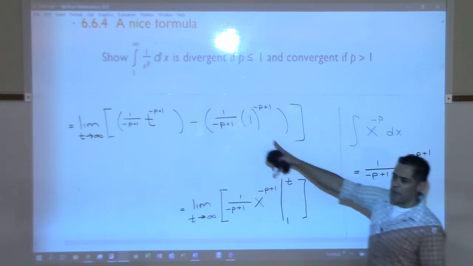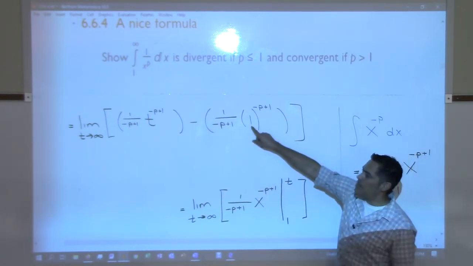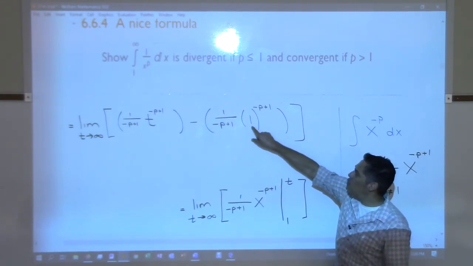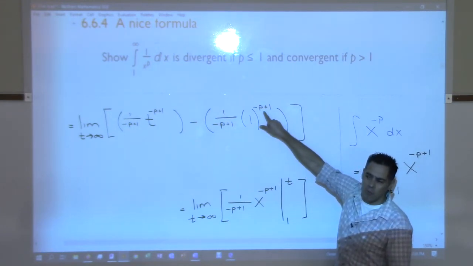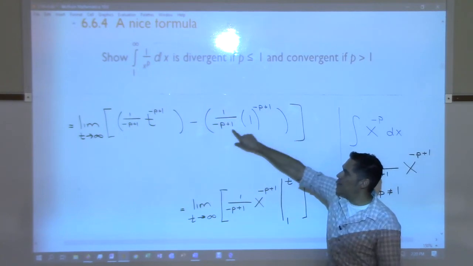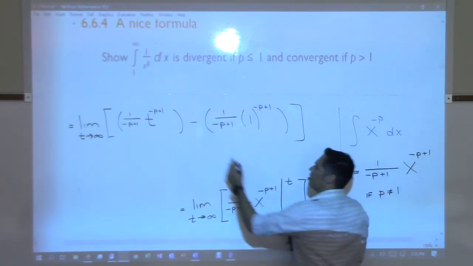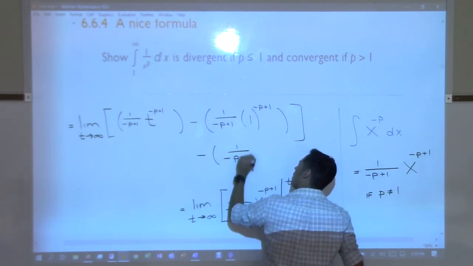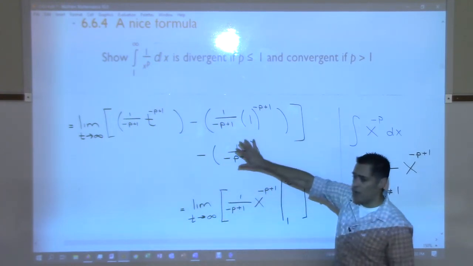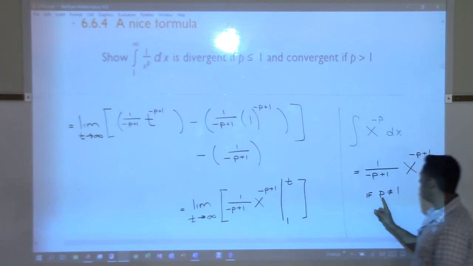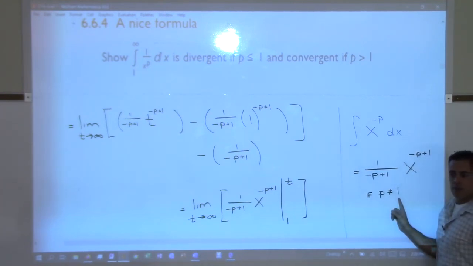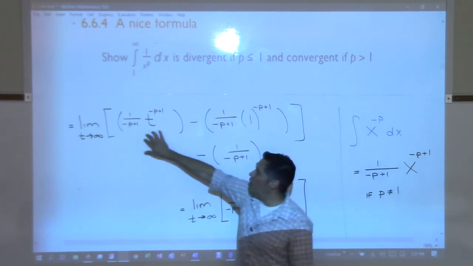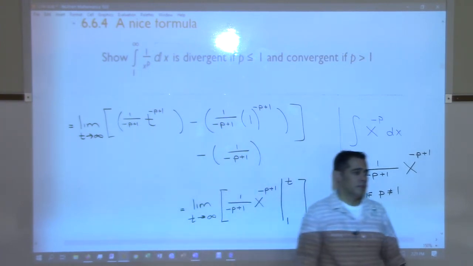Let's talk about this one first. This is 1, right? It's not getting close to 1. This is 1. And so what's 1 raised to any power? 1. Okay, so this is 1 and then times that. So over here on the side we have minus, and then we have 1 over negative p plus 1. And that is a number, as long as p is not 1. The question still remains, what about this?